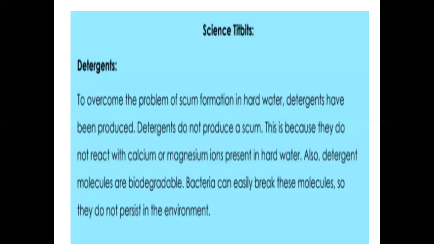Also, detergent molecules are biodegradable. Bacteria can easily break these molecules, so they do not persist in the environment. So these are the two advantages of the detergent. Instead of using soap, nowadays people are using detergent because of the two benefits. The first is that the detergent does not react with the calcium or magnesium ions present in hard water, and second, they are biodegradable. They can be easily broken down by the bacteria present in the environment.